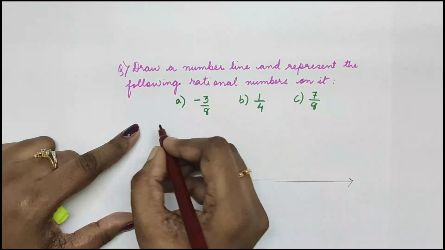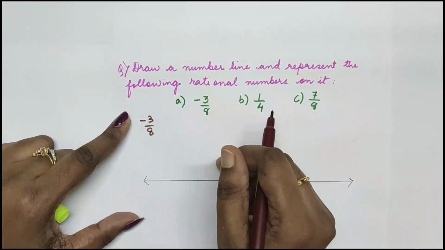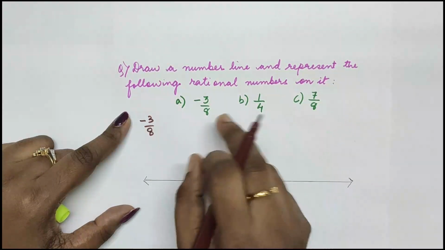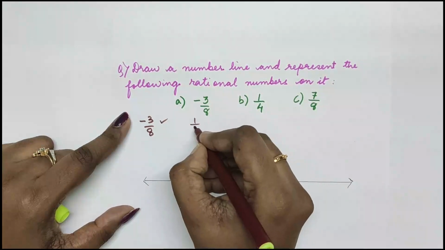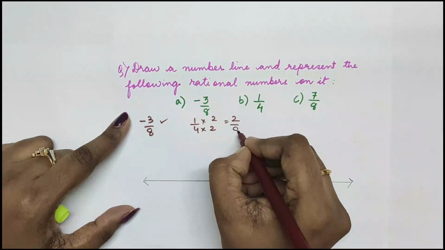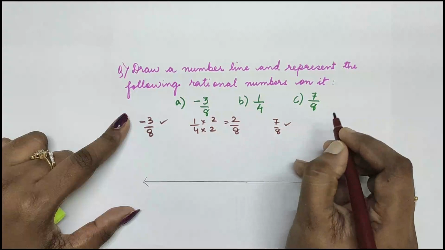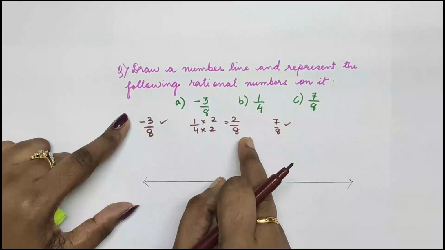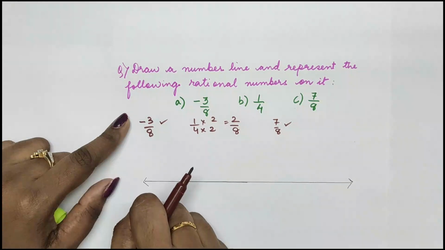So if I take the LCM of 8 and 4, it will be 8. So this is as it is. But 1 by 4 can be multiplied by 2 to be converted into 2 by 8. And then 7 by 8 can be just written as 7 by 8. Now all the three numbers have changed into the denominator base 8.